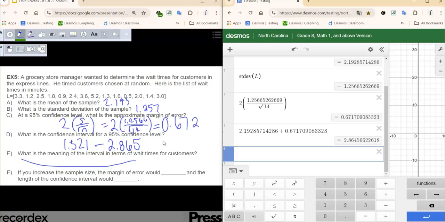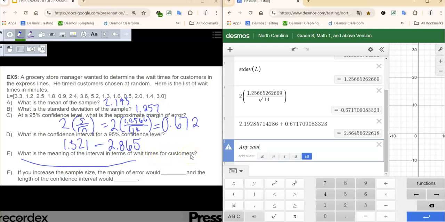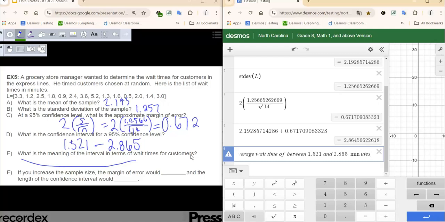So, for E, when it says, what is the meaning of the interval in terms of wait times for customers, it would tell us any sample of 14 customers should have an average wait time of between 1.521 and 2.865 minutes. All right, so that should be your most likely wait times that you're going to see.